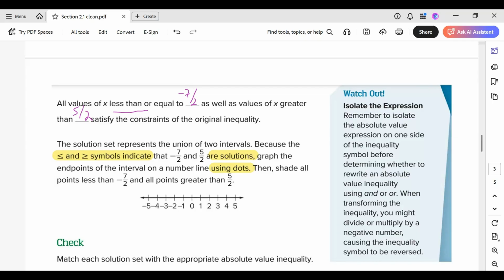So again, it said that all the values of x are going to be less than negative 7 halves. Well, negative 7 halves is about 3.5. So I'm going to have a closed dot at 3.5, but I'm going to the left. And then at 5 halves, which is the same thing as 2.5, in between 2 and 3, but I'm going to the right. Notice that our graphs are not overlapping. They are not overlapping, which means in this section here, these are no solution values in between them.